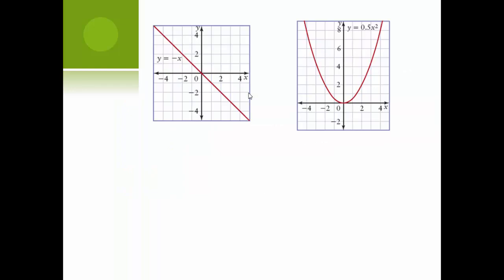So we've got two examples here. The first one we've got y equals negative x, so that's just a linear function. The second one we've got y equals half x squared, so we've got a quadratic.